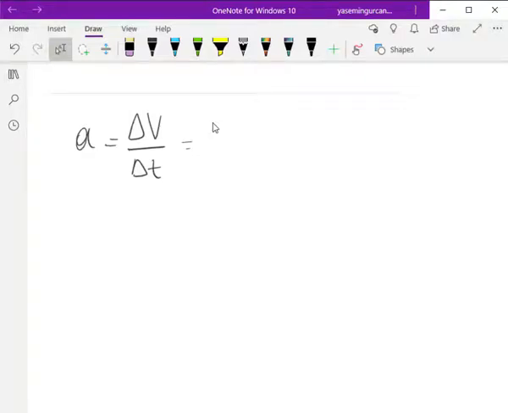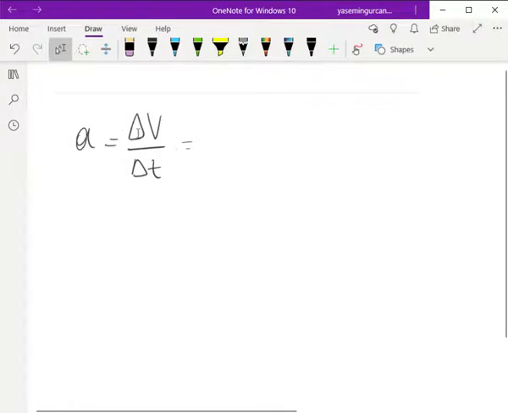Hi, I want to talk about acceleration a little bit. As we know, acceleration is a vector, therefore it's going to be defined by magnitude and direction. Acceleration by definition is the change of velocity in time.